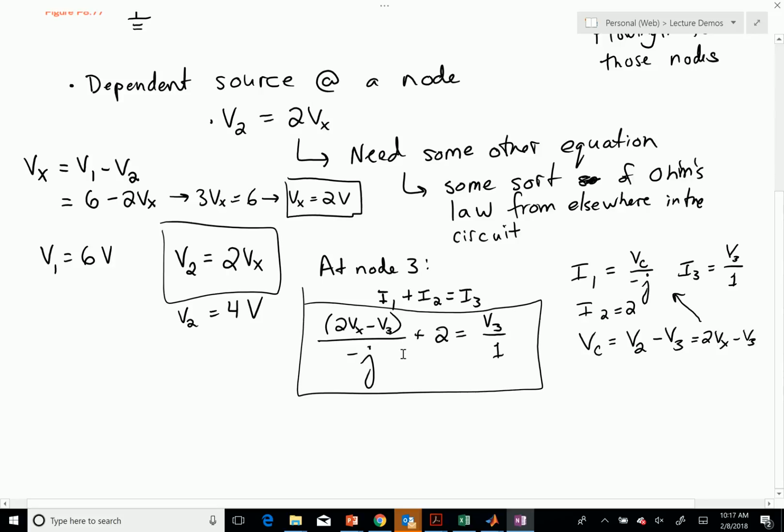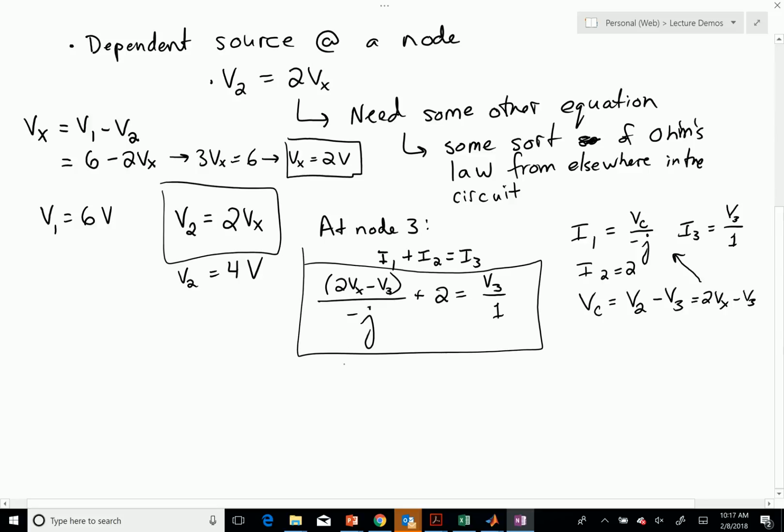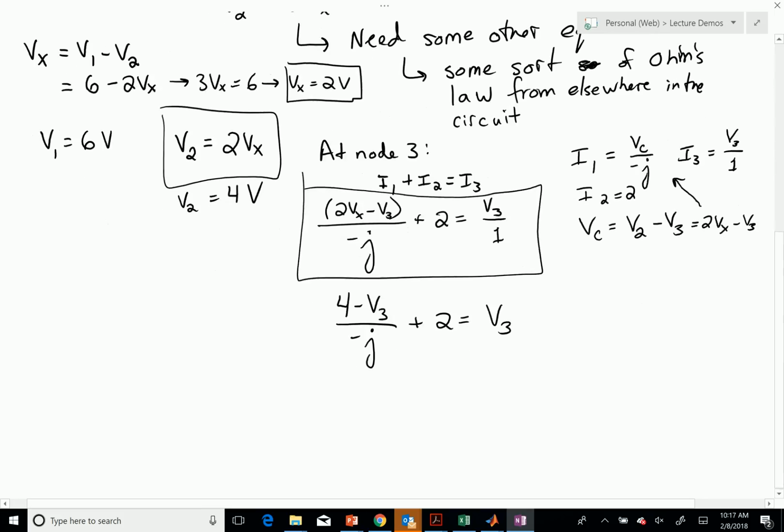To do that, it's pretty easy. I can just go back into this equation. So 2Vx is 4. 4 minus V3 over negative j plus 2 equals V3. Right? So now I can solve that.